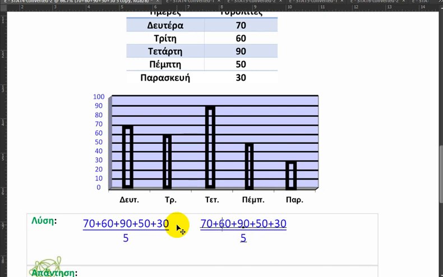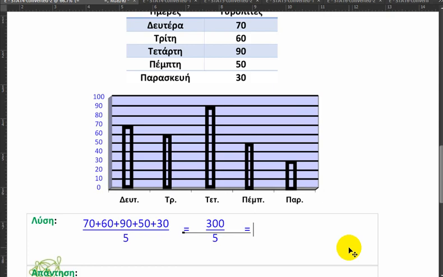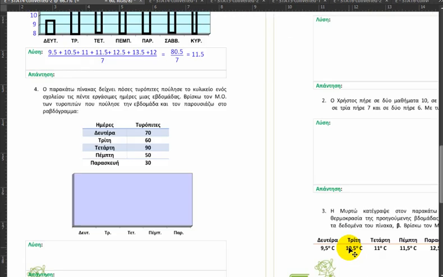$70 and 60 makes 130, and 90 makes 220, and 50 makes 270, 30 makes 300. Great, we got a nice round number. And this is equal to 300. 300 divided by 5 makes 60. So the bakery sold an average of 60 pies per day.